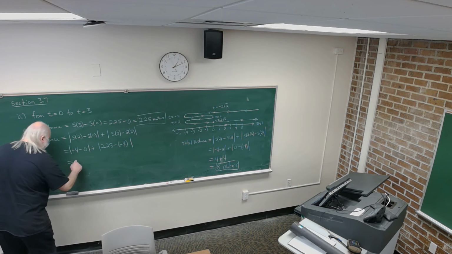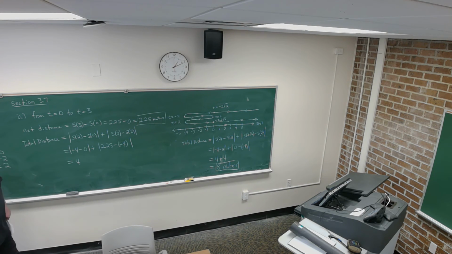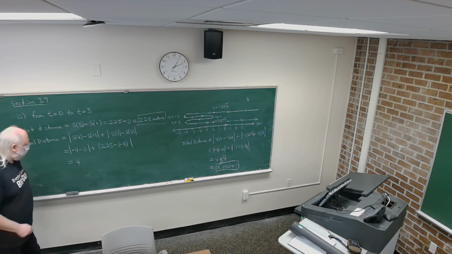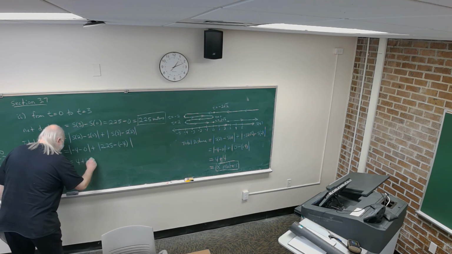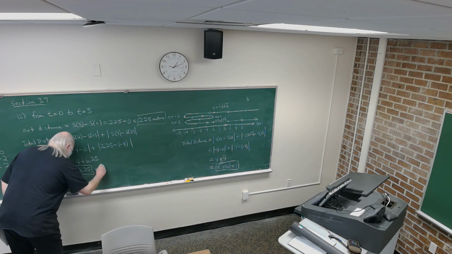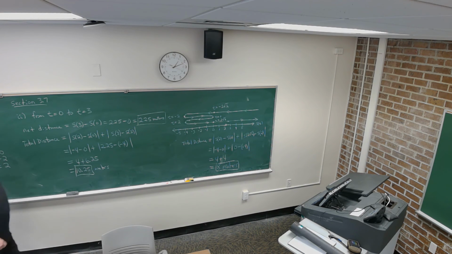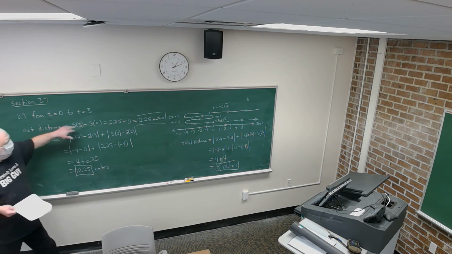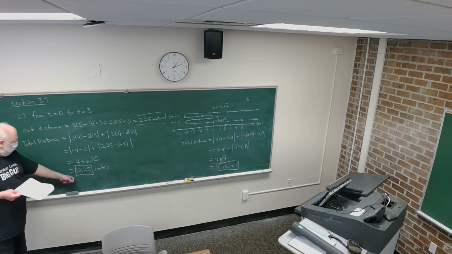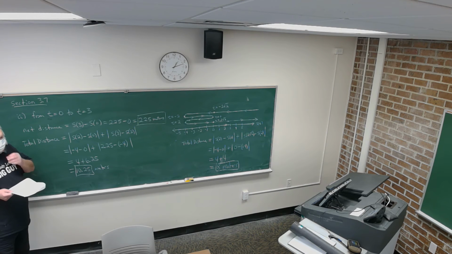-4 minus 0 is -4, and the absolute value of -4 is 4. 2.25 minus -4 is 2.25 plus 4, which is 6.25. And the absolute value is 6.25. And so the total distance traveled is 10.25 meters. So from t equals 0 to t equals 3, the object just ends up 2.25 meters from where it started, but it traveled a total of 10.25 meters.